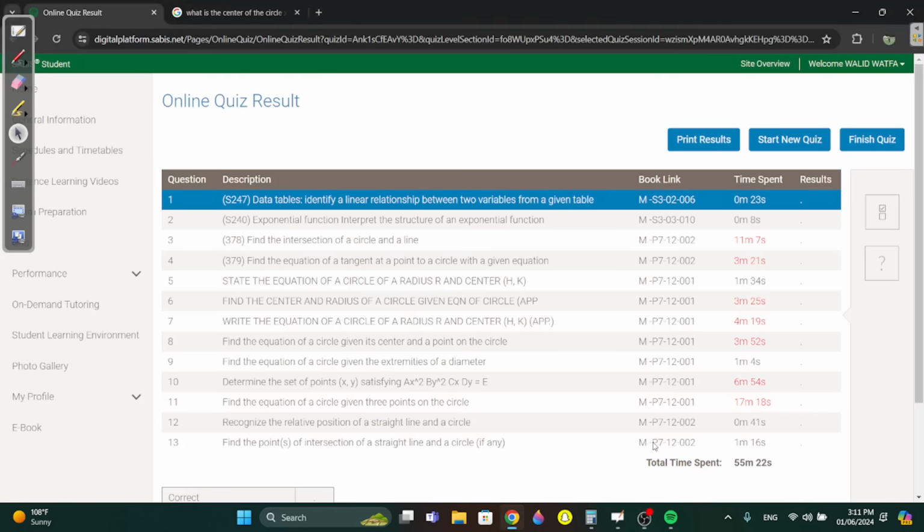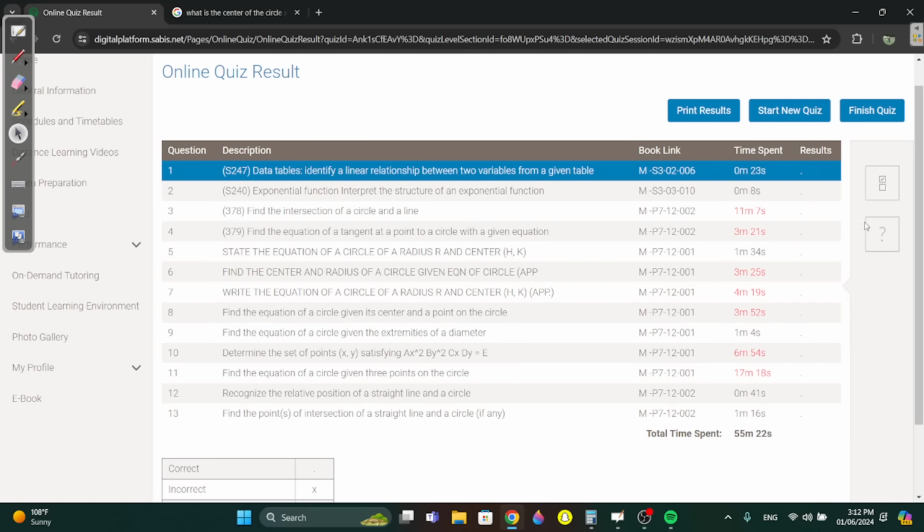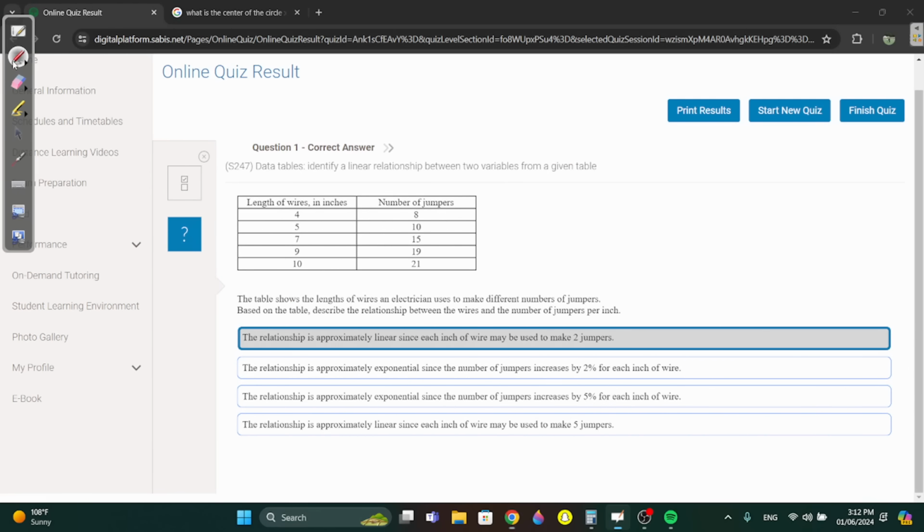Okay, term 3, week 8, math AMS. This is the hardest one we've had in a while. The first few questions are easy, they're cute, but afterwards it gets a bit hard. What is the relationship between the length of wires and the jumpers?